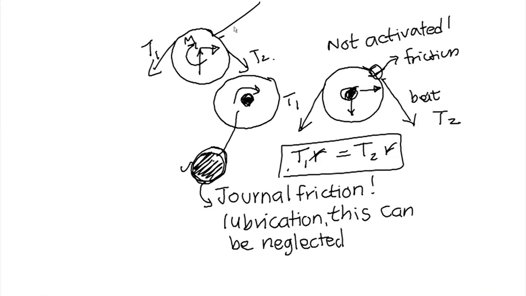So this is one of the things I wanted to emphasize: it is not that the belt and the pulley don't have friction. It means that the screw around which the pulley is hinged and the pulley don't have friction between them, because it is properly lubricated.